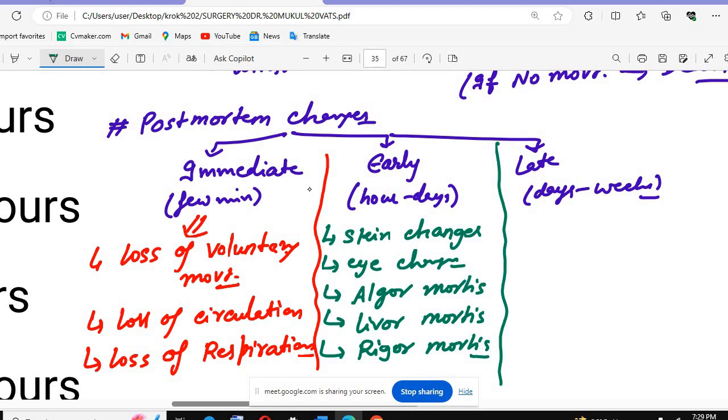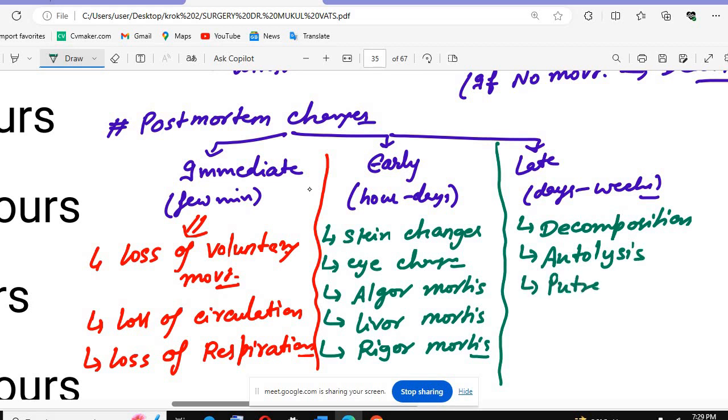Late, if we are not able to dispose of that dead body, then decomposition will start in that body. As you see with animals that died, if we are not able to burn or bury them, they start decomposing. The bad smell comes because of the decomposition. After that, autolysis will start, and after that putrefaction will start. So these are the things we see in postmortem changes: the immediate, early and the late.